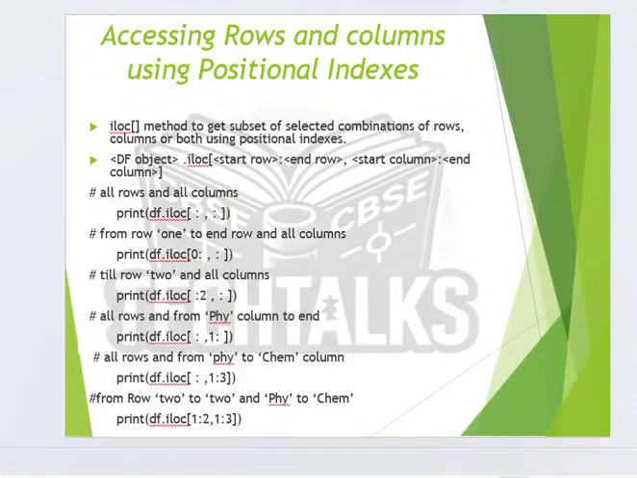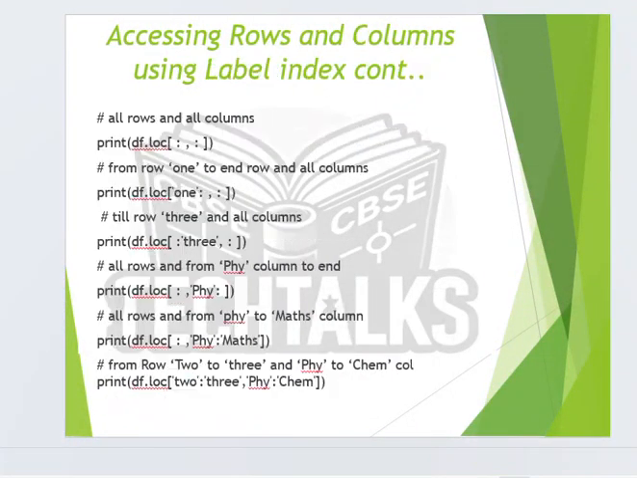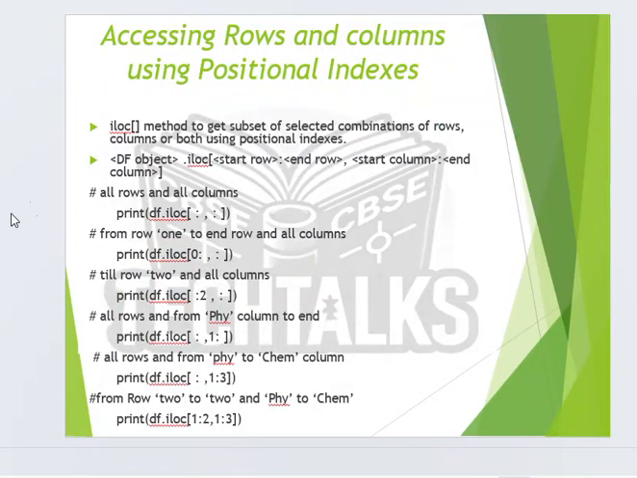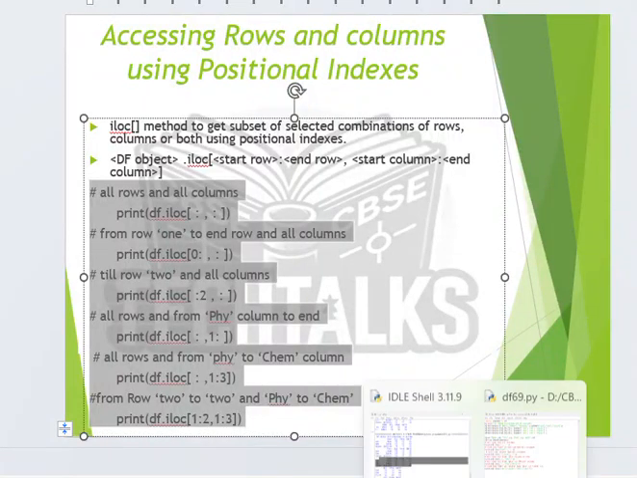Now we use iloc. Now what is iloc? It is a method to get a subset of a selected combination of rows, columns or both using positional index. So in this case we will be working with position, while in loc we are going with the labels. So iloc is for position while loc is for label. Now the syntax is the same. Instead of loc you have to use iloc. Otherwise: start row, colon, end row, comma, start column, end column. So let me try this using positional indexing.